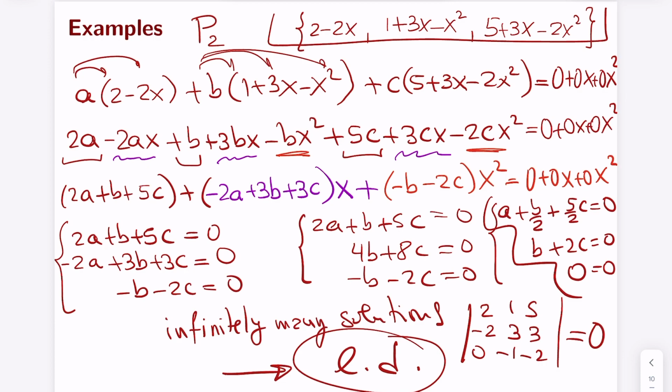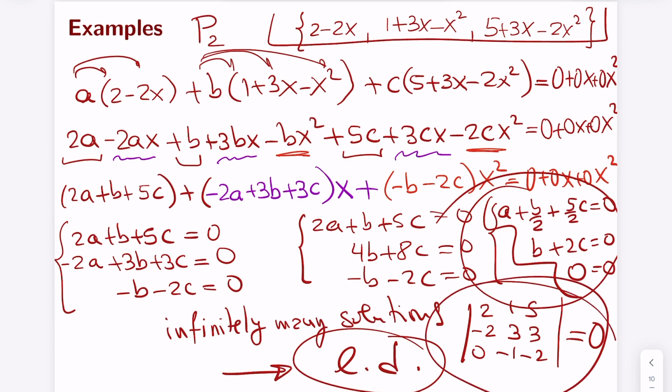Because in order to be LI, it has to be different from 0. Okay, so two alternative ways to do it. Either you calculate the echelon form or you calculate the determinant, but you can then decide if three polynomials are linearly independent or not.